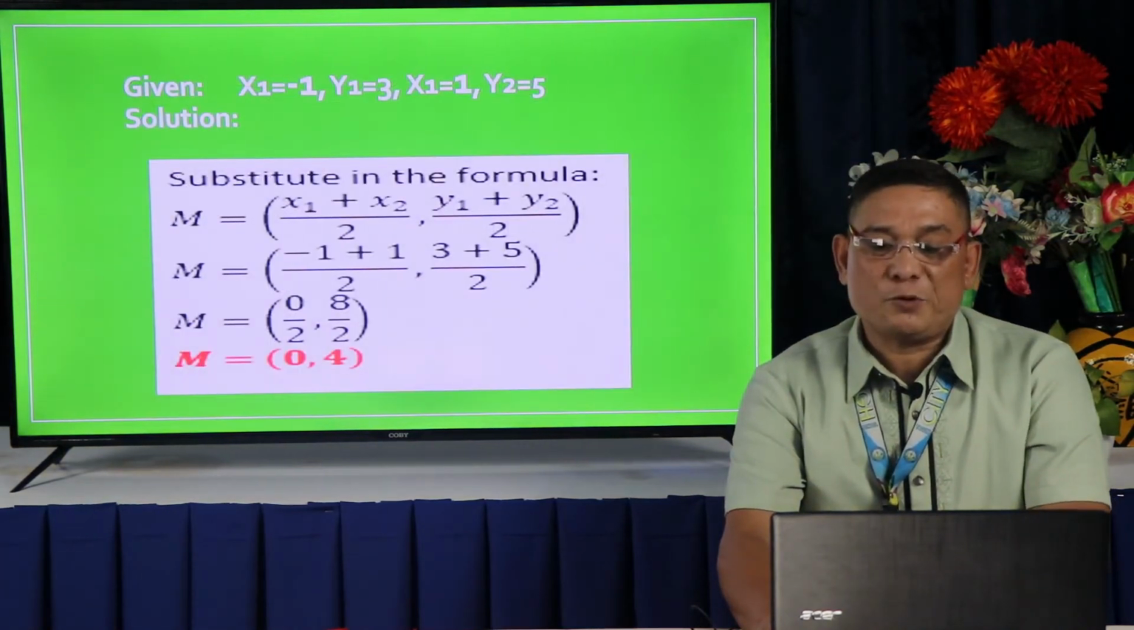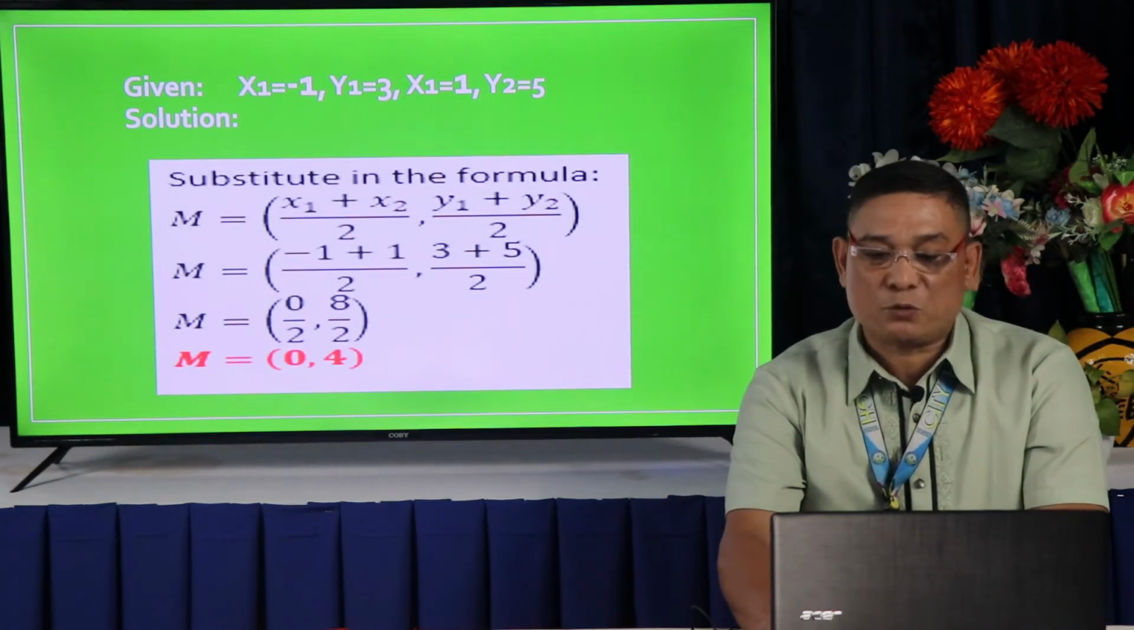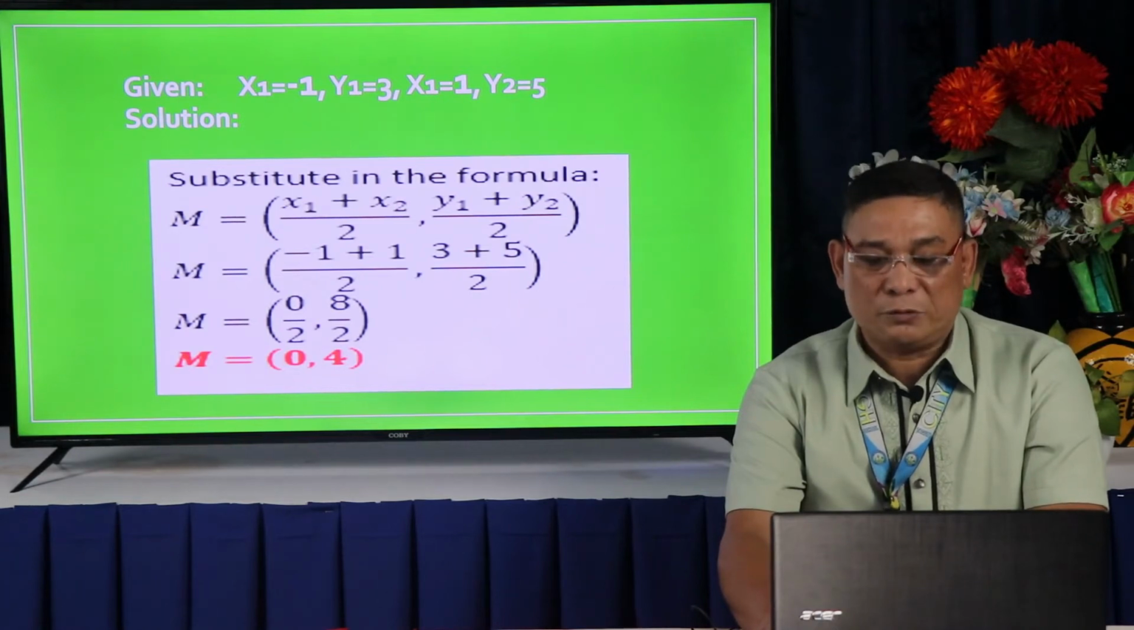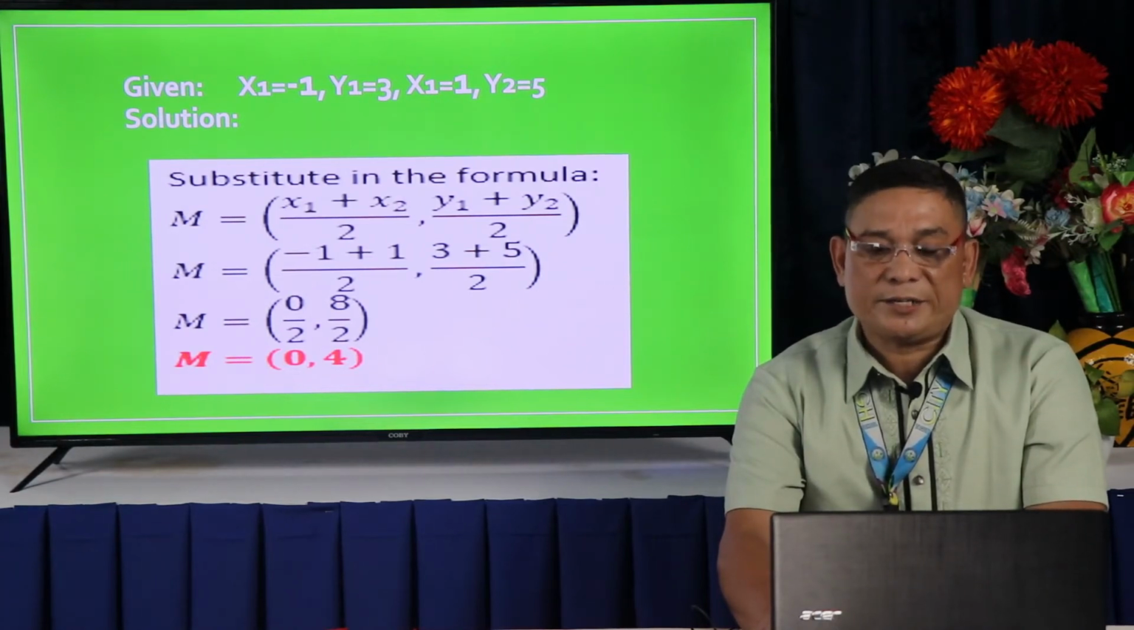Substitute the values to the formula. It becomes m equals quantity -1 plus 1 divided by 2 and 3 plus 5 divided by 2. M becomes 0 over 2 and 8 over 2. Simplify, the answer is m equals (0, 4).